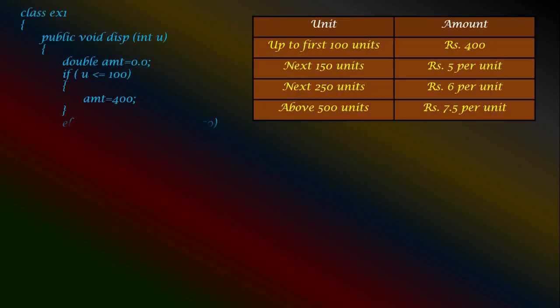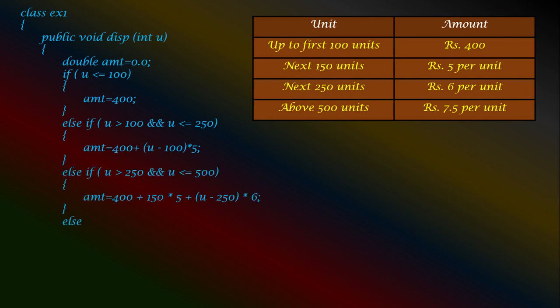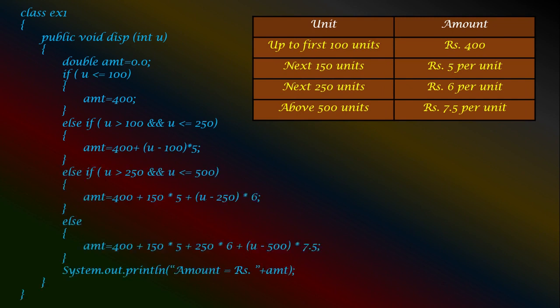So we have taken input the unit consumed and stored the value in the variable u. After that, see here we have taken a double type variable amt and initialized with 0.0. Now why have I taken a double type value? Because there is a chance of getting decimal values. So we cannot store decimal values in an int type variable. So we have utilized the double type variable.